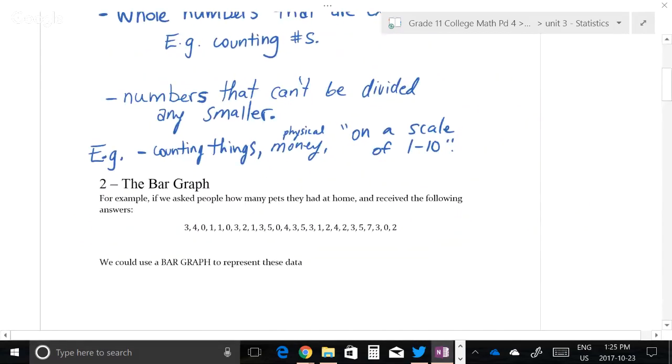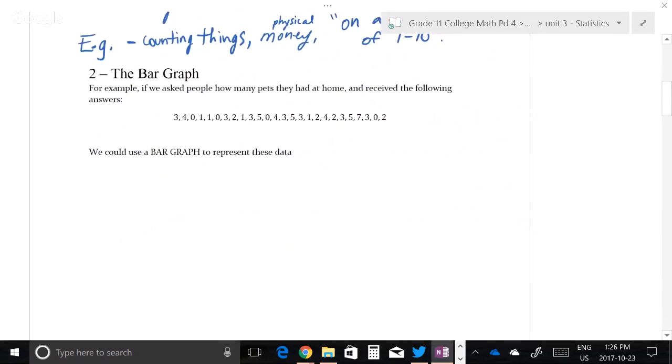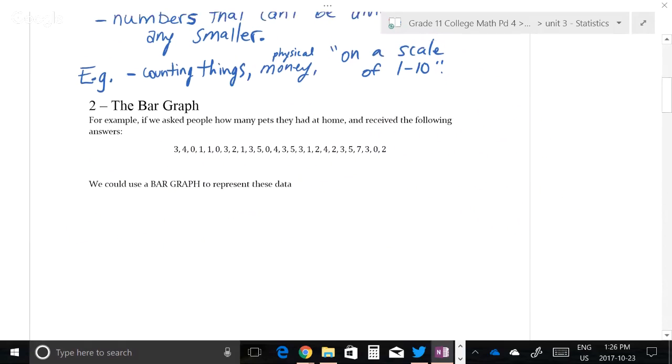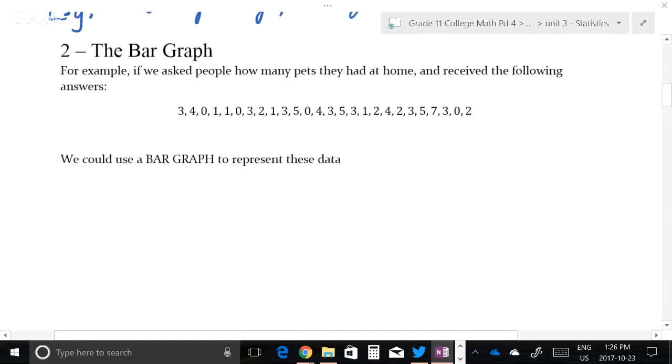Now, how do we arrange numbers like this? It's easy. You've been doing it since elementary school. If I collect a bunch of data like this, I can make a bar graph. So let's say, for example, I asked a bunch of people how many pets they had at home.